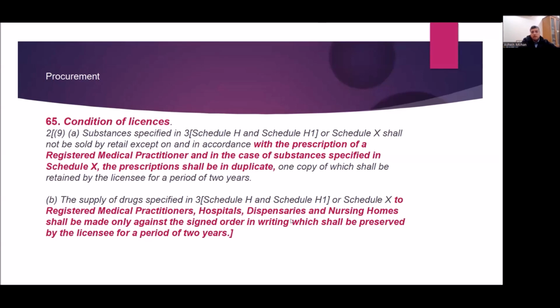The supply of these drugs, that is H, H1 or X, to registered medical practitioners, hospitals, dispensaries, and nursing homes shall be made only against a signed order in writing, which shall be preserved for a period of 2 years. So understand this: the patient is allowed, and the chemist is allowed to dispense on a prescription. And you, as a doctor working in a clinic, hospital, or nursing home, can procure these medications only with a signed order. Please remember, it cannot be a verbal order. It has to be a signed order, and that document has to be kept for 2 years. It could be an indent, an invoice, or anything.